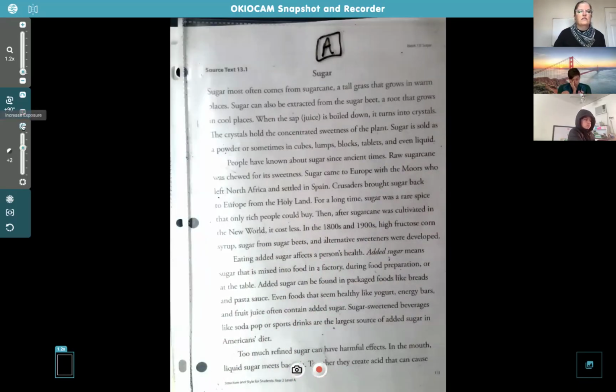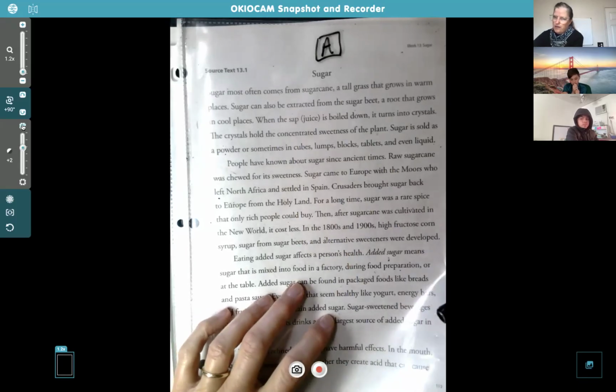So, like I said, this is a report. So what we're learning is information, real facts about sugar. Basically that paragraph told us where it comes from, right? And how to make sugar. It comes from sugar cane or sugar beet. It's a root and they boil it down to turn it into crystals. So it's kind of telling us how sugar is made.